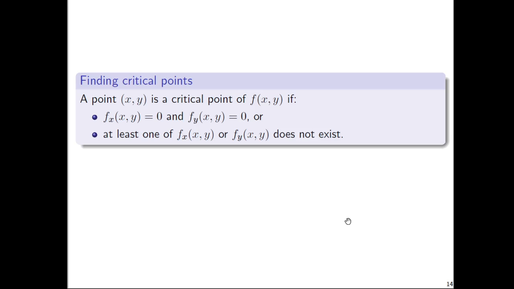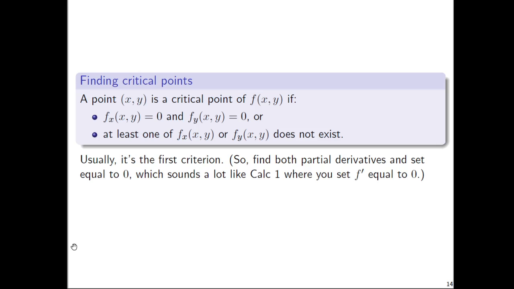Point x comma y is a critical point of the function f of x comma y if the first partial derivatives are both 0, so f sub x evaluated at x comma y equals 0 and f sub y evaluated at x comma y equals 0, or at least one of the first partial derivatives does not exist at that point x comma y. It's usually the combination of both first partial derivatives equaling 0, though at least one of f sub x and f sub y not existing would technically be another way to get a critical point. Yeah, it's usually the first criterion.